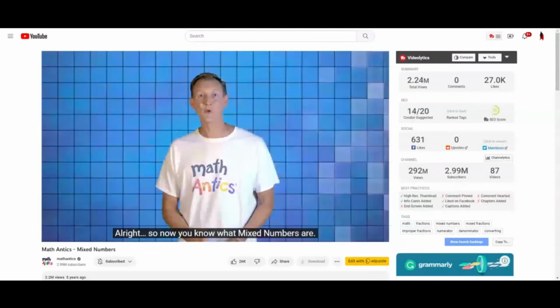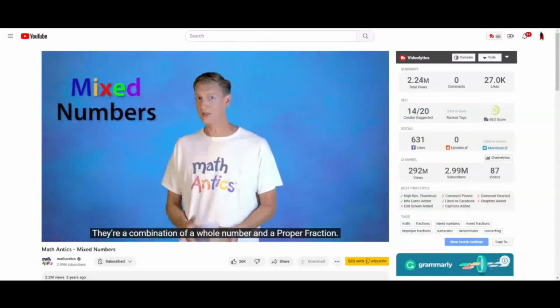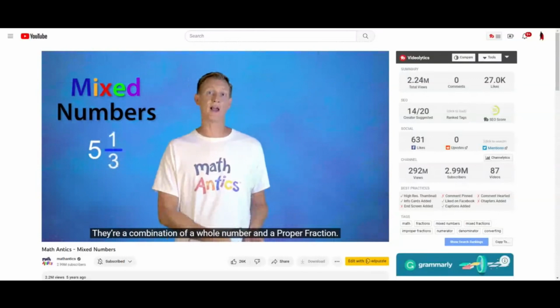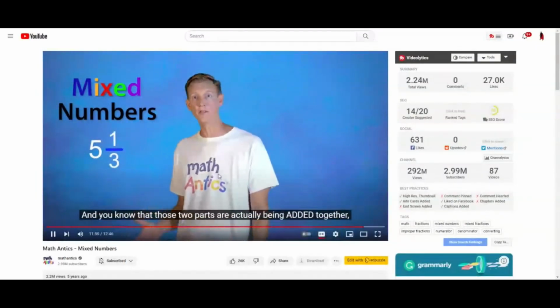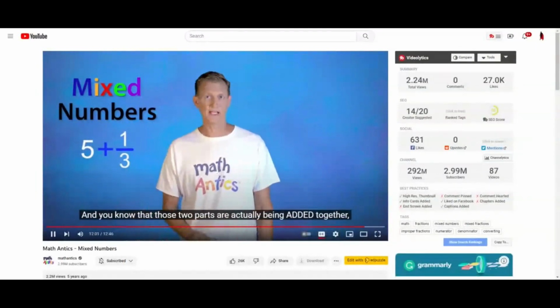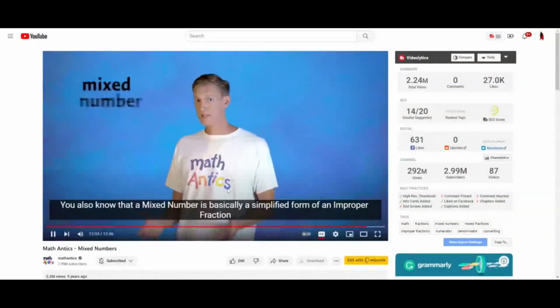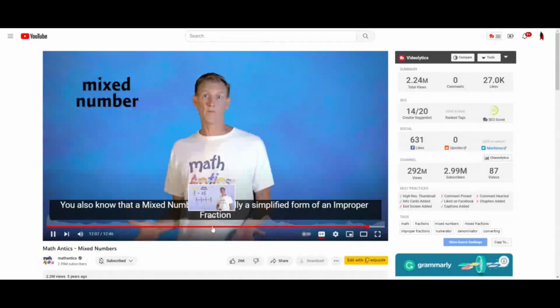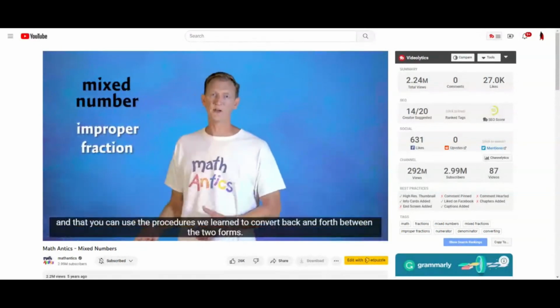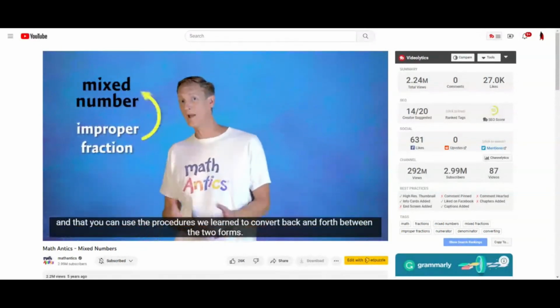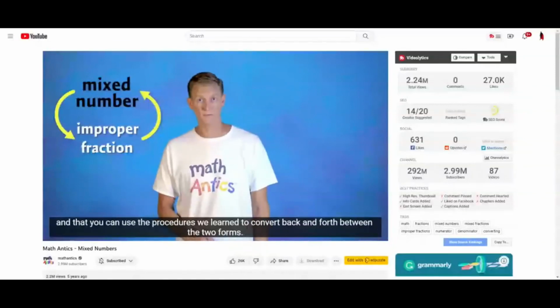All right, so now you know what mixed numbers are. They're a combination of a whole number and a proper fraction. And you know that those two parts are actually being added together, even though the plus sign is usually not shown. You also know that a mixed number is basically a simplified form of an improper fraction, and that you can use the procedures we learned to convert back and forth between the two forms.